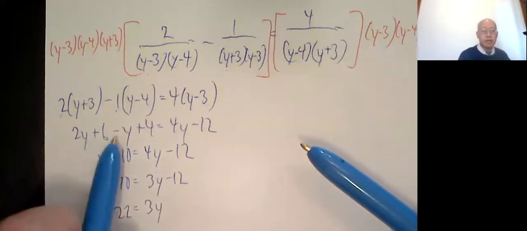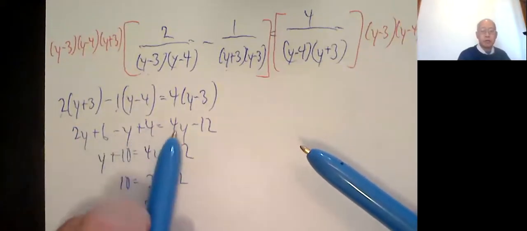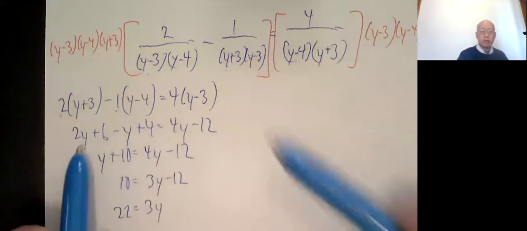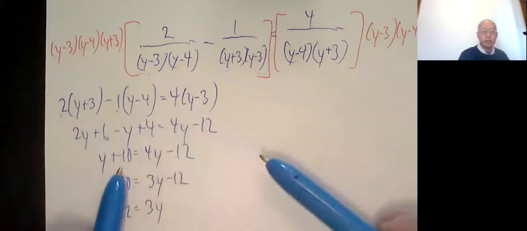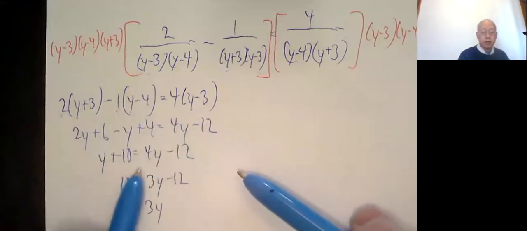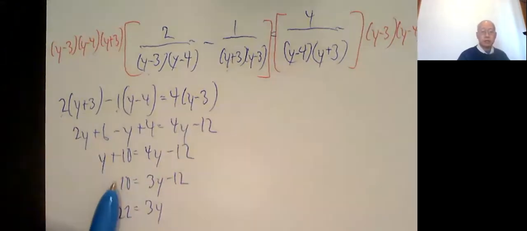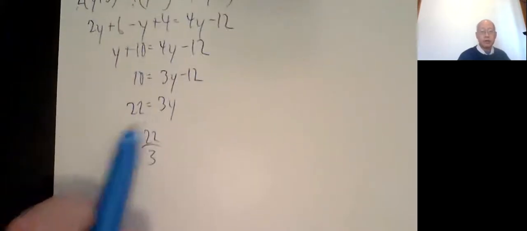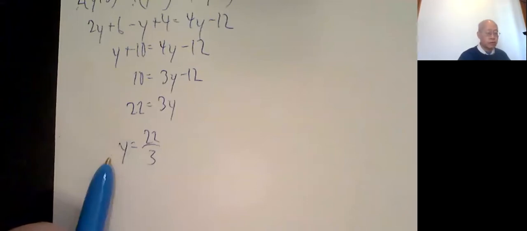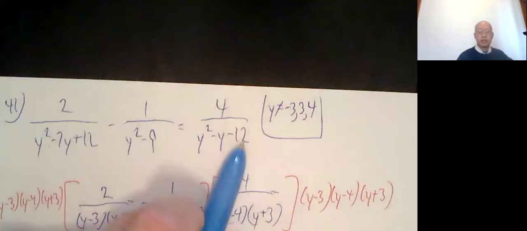Distribute: 2y plus 6 minus y plus 4 equals 4y minus 12. Gather like terms, 2y minus y is y. 6 and 4 make 10. Subtract y on both sides. So 10 equals 3y minus 12. Add 12. 22 equals 3y. So y equals 22 over 3. 22 over 3 was not on my forbidden value list, so it looks like we're good over there.